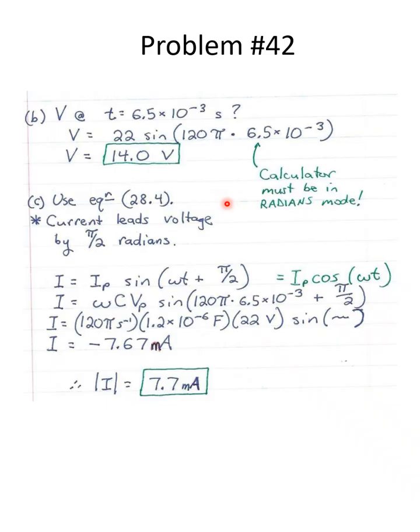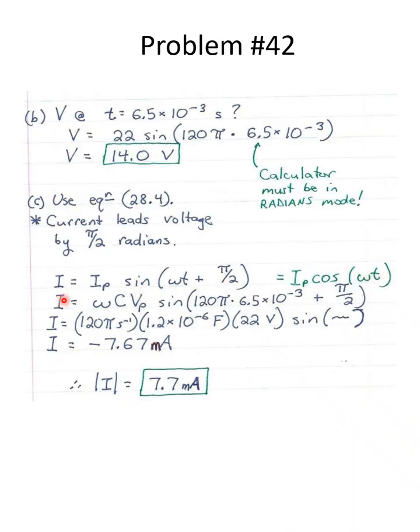For question C, we're going to use equation 28.4 in the book, and recognizing that current leads voltage by pi over 2 radians. So here we have that current is the peak current times sine of omega t plus pi over 2. And I'm not going to use it here, but just recognize that that is peak current times cosine omega t. That came up in the lecture. But let's fill these in now.